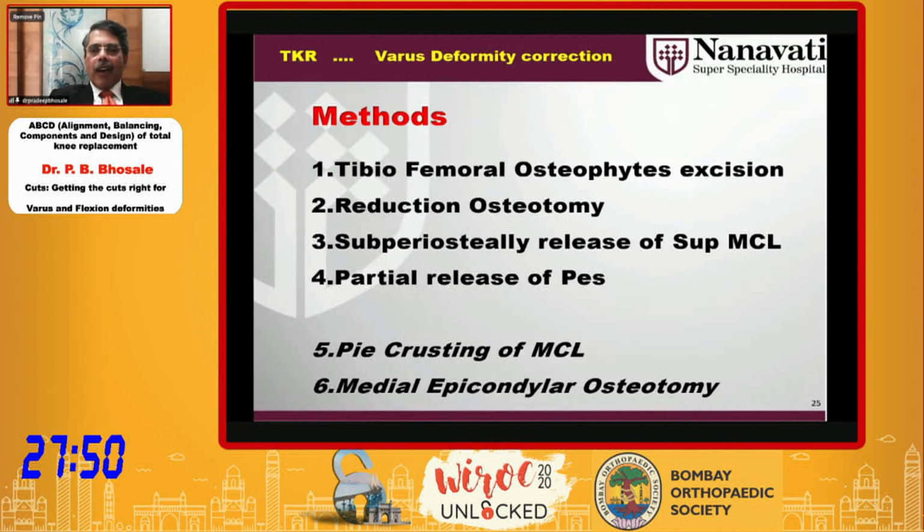So in conclusion: tibiofemoral osteotomy excision, reduction osteotomy, and subperiosteal release as and when you require should be the third step. You have to be very careful subperiosteally, and sometimes you may have to release space. I'm a little against pie crusting of the MCL and medial epicondylar osteotomy, my personal listing, because it has more risk. Most of the severe deformities can be handled with the above four methods. With pie crusting, you are actually cutting a number of fibers of the collagen tissue, which is not good.